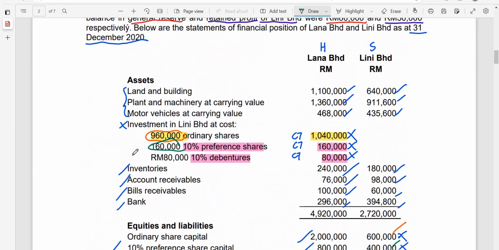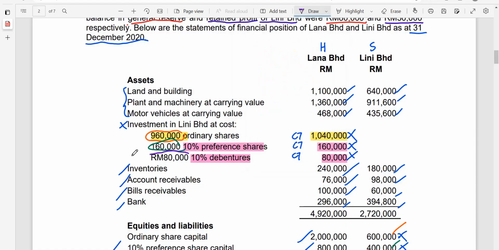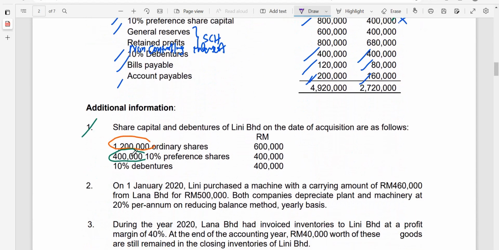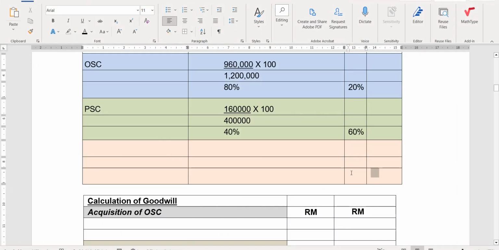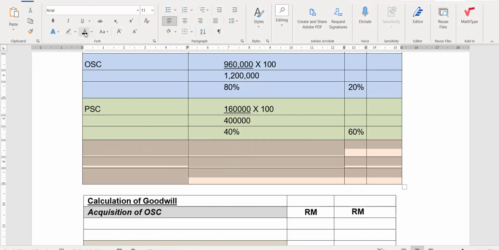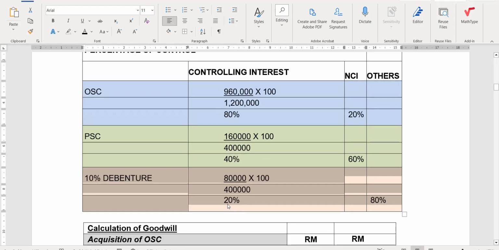The third one is the acquisition of debenture. For your information, if you do not acquire any of the preference shares, that all belongs to the non-controlling interest. But in our case, we acquire. So the same goes for the debenture. We acquire 80,000 of the debenture. And if you see here, the debentures in the subsidiary was 400,000. So that is for you to calculate the percentage acquired. And the remaining will not belong to the non-controlling interest, but will belong to the other debenture holders. So this is 20% here.